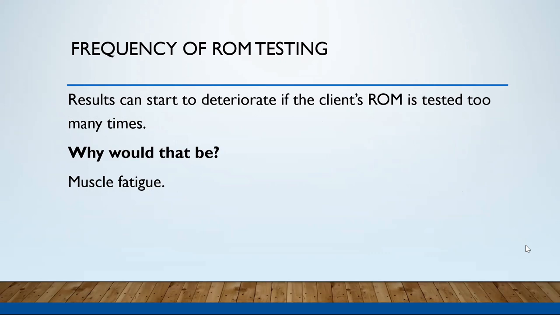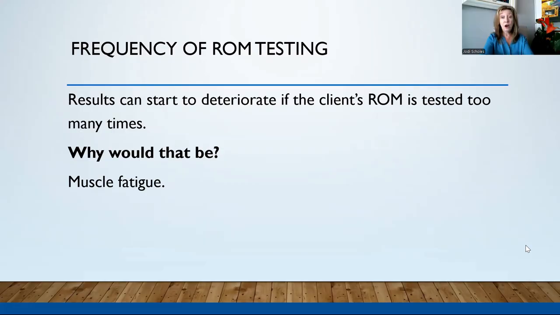What is the overall level of health that your client has? Are they elderly? Are they a triathlete? Either way, the muscles that you're testing could fatigue. And so your accuracy will deteriorate, will become less.